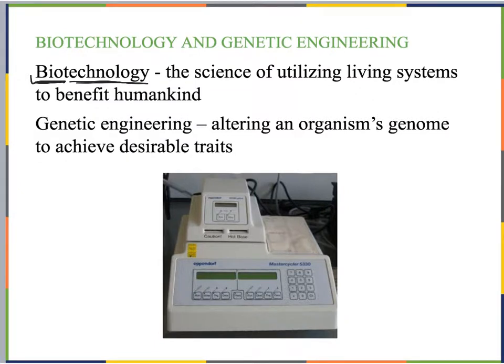And then we have genetic engineering, which is altering an organism's genome to achieve desirable traits. Oftentimes we're using genetic engineering in biotechnology. That's how we're able to benefit humankind utilizing these living systems, by doing genetic engineering, by changing an organism's genome. The image down here is a PCR machine, and that's one of the things we're going to be talking about in detail, how to go about doing polymerase chain reaction, as that's a common technique in genetic engineering, which is encompassed in biotechnology.